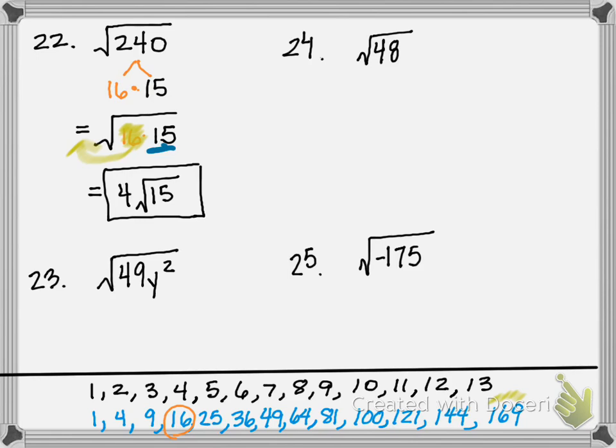Taking a look at 23, we have the square root of 49y squared. And if you look down at your perfect squares list here in blue, I actually see 49 right there. So that means that 49 is a perfect square, and we could just go ahead and do that operation. So the square root of 49 is 7, and the square root of y squared, well, that would just be y times y. Therefore, the square root of y squared would just be y.